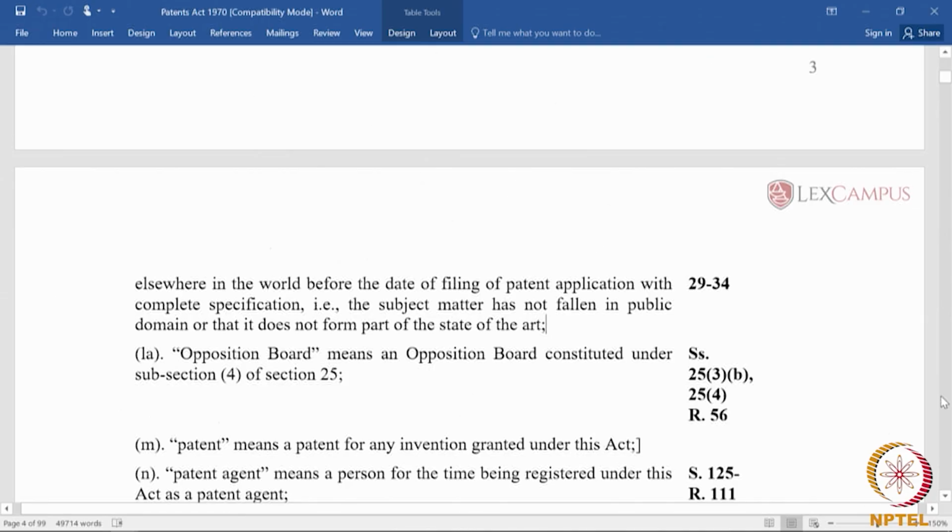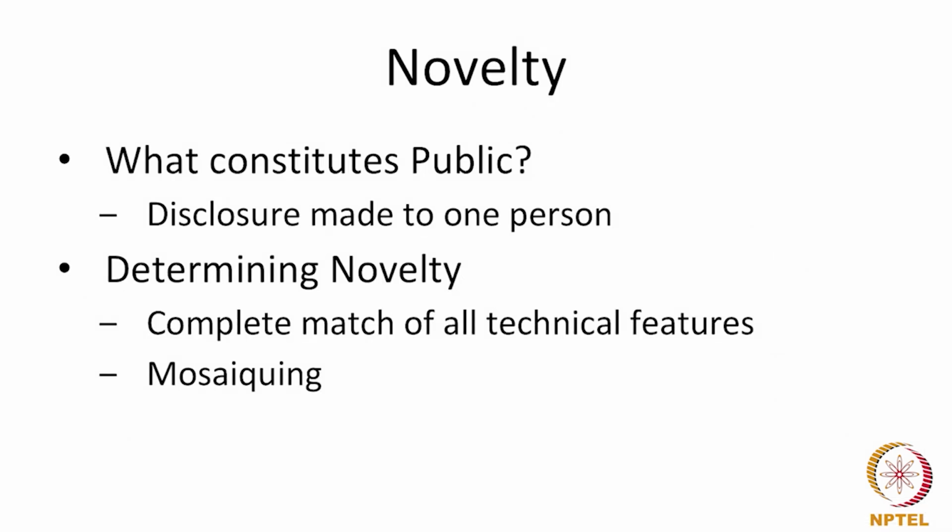The definition refers to the subject matter has not fallen in public domain. Now, what constitutes public? Is it a large group of people, or is a disclosure to one person a disclosure to the public?